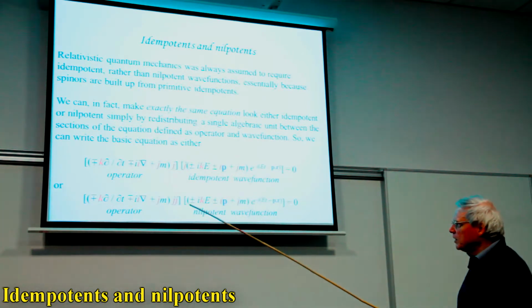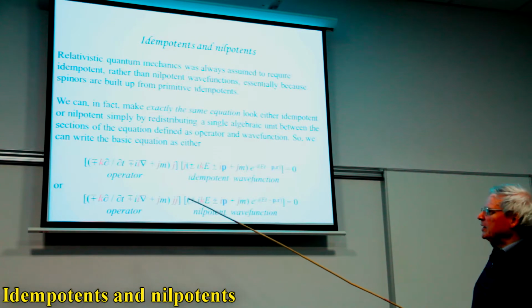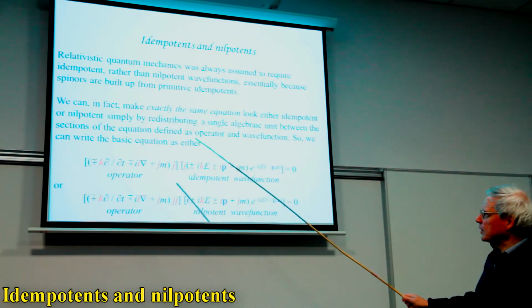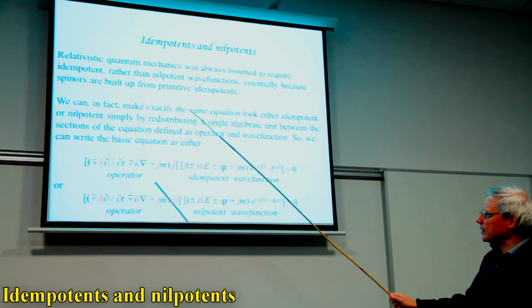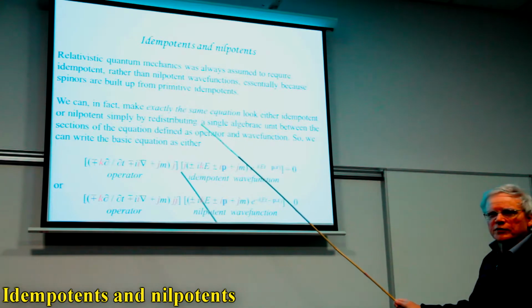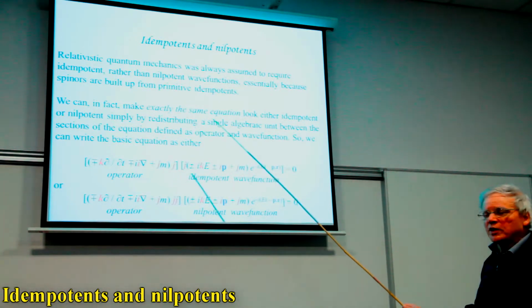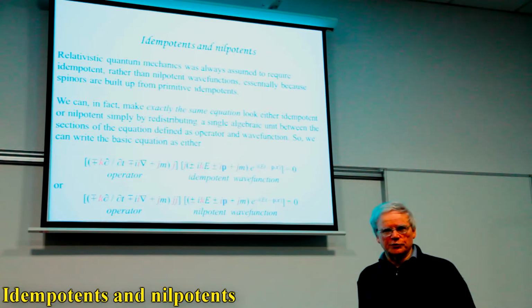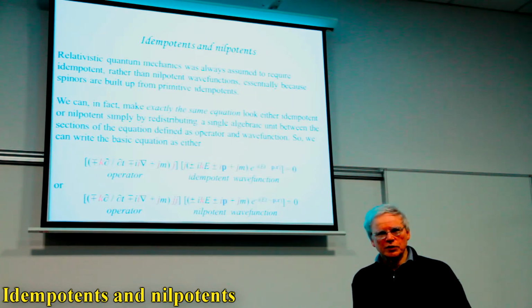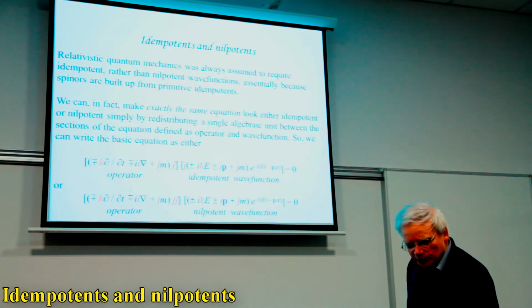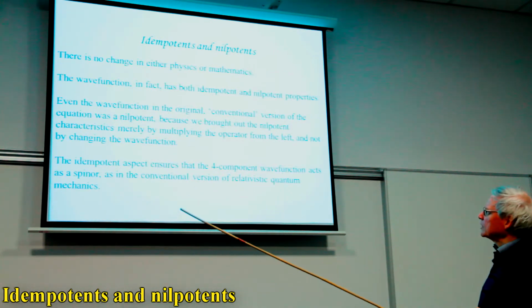But we can see by immediate inspection that these two equations are identical. The only thing different between them is that we've decided to include that j into the operator rather than the wave function. But otherwise the equations are absolutely identical. So we can write down an idempotent wave function if we want. We will find that in this theory the idempotents have a special meaning. We'll find that out in the next lecture.